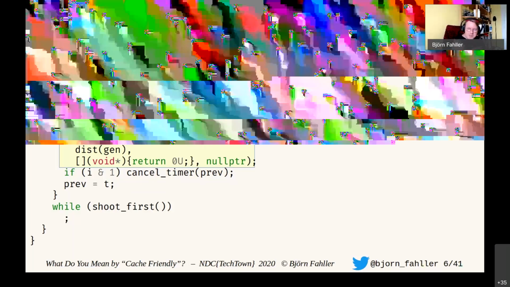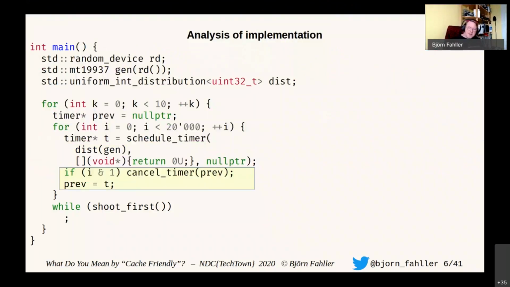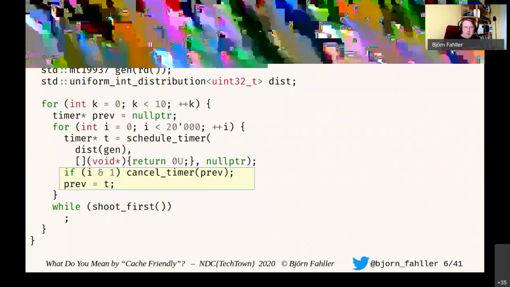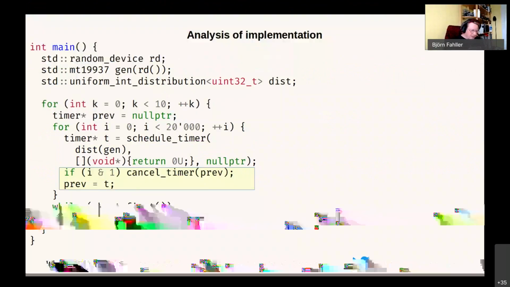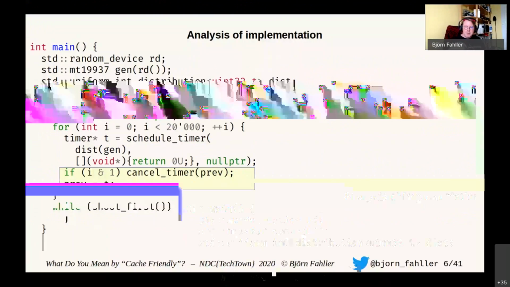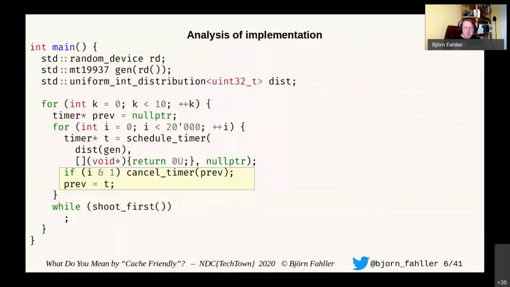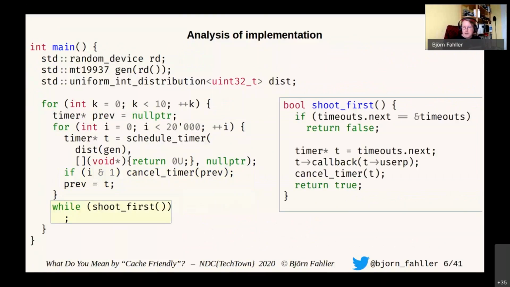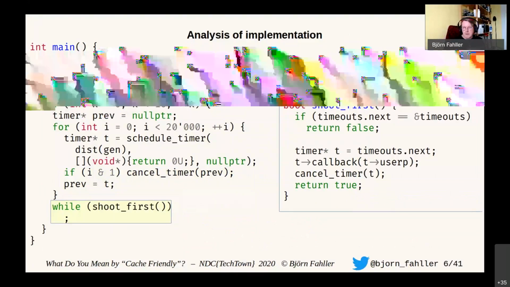And then every second revolution through the loop, cancel the timer from the previous revolution, just to be a little bit varied with how I'm exercising the data structure. That means that when you pass through this entire loop 20,000 times, there will be 10,000 entries remaining, and then we just fire all the callbacks. If the list is empty, then we return false. Otherwise, we call one callback, cancel that event, and return true. So the loop can continue until the list is empty.